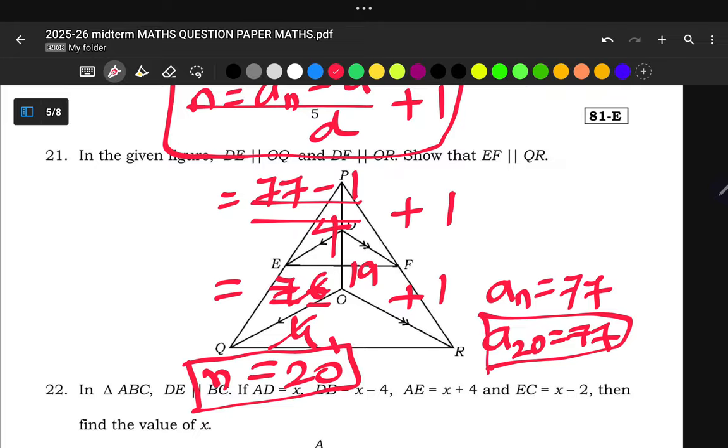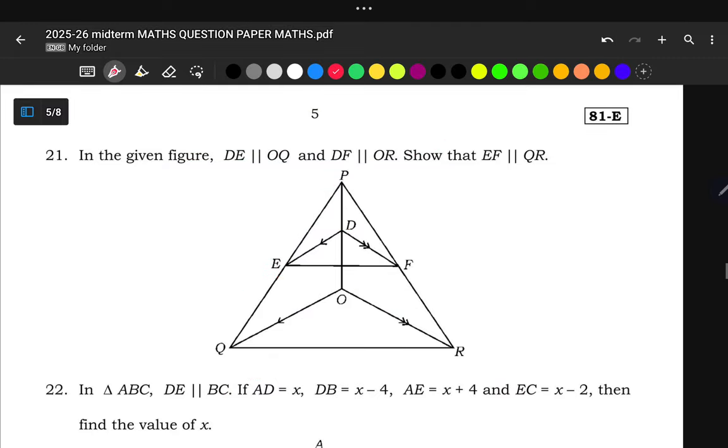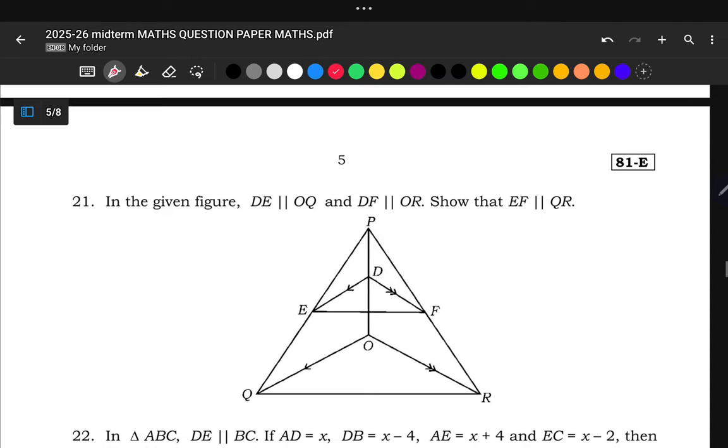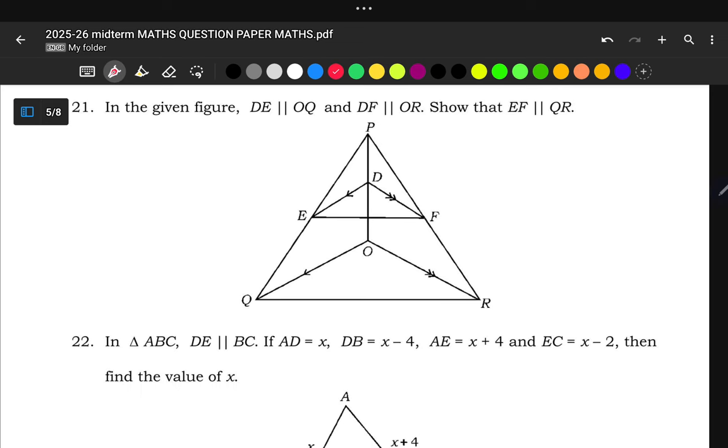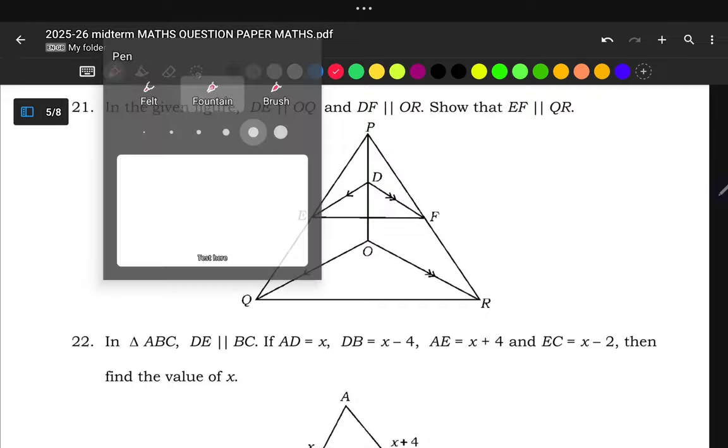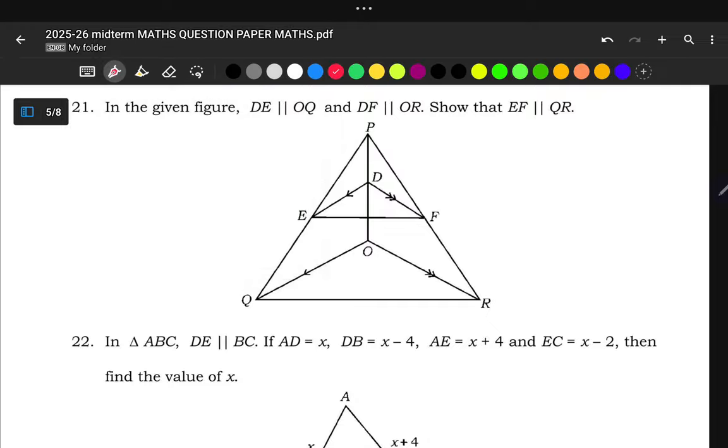Okay, it means 77 is a term of the given AP. Whatever the given question, first you have to observe the question, then think how to get the answer, and what values are needed to get the answer.